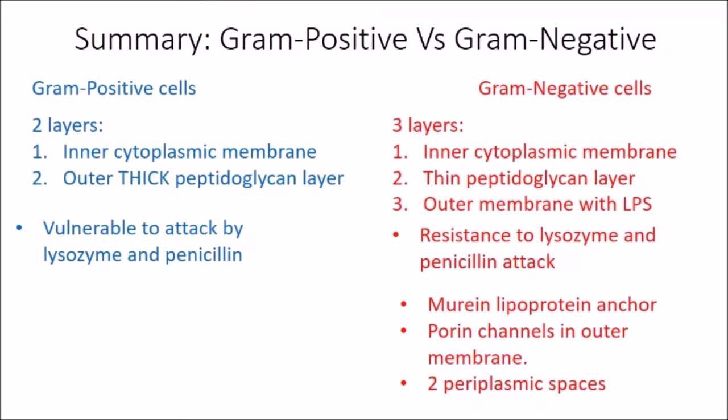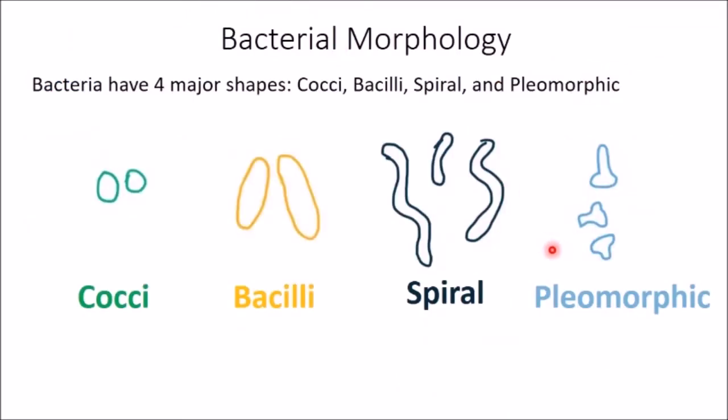Know them. So bacteria have four major shapes: cocci, bacilli, spiral, and pleomorphic. So let's go through them. Cocci, or coccus, stands for ball, right? Coccus is singular. Here's cocci. And again, they're circular shaped. Bacilli.